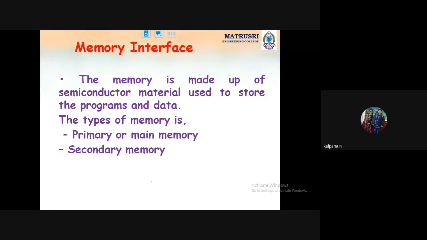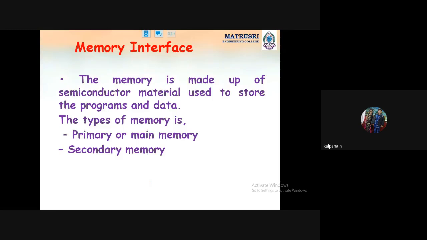As you know, all of you. Primary memory, secondary memory. Primary memory means what? It is also called main memory. It means the memory which is included in the processor, like RAM, ROM. RAM and ROM are called the primary memory. We cannot separate these two.